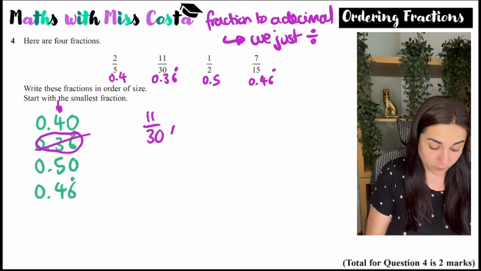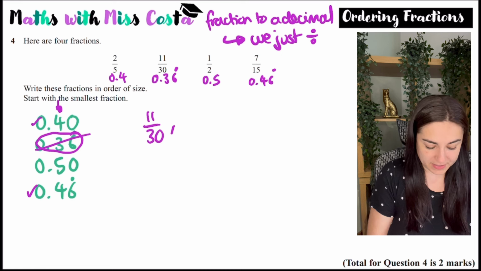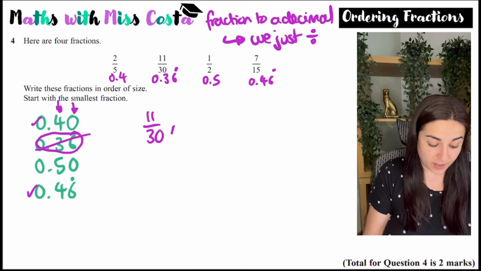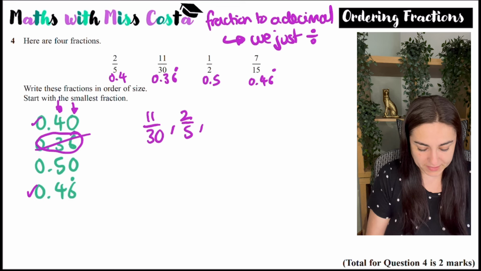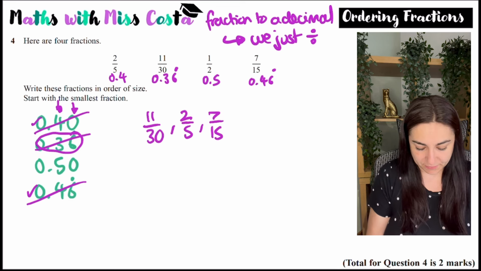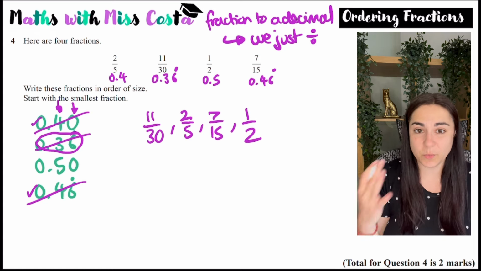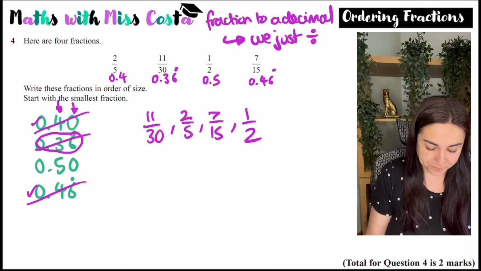Then 4 is the next smallest digit. This and this both have 4, so I look at the hundredths column, and 0 is the smallest, so therefore 2/5 would be next. Then 0.46, which is 7/15, and then finally a half. So that's one way I could do it, by turning the fractions into decimals.